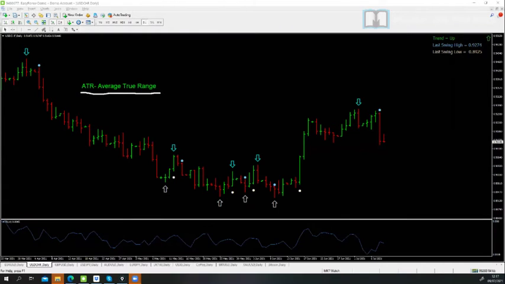Today, we're going to talk about the average true range. What is an average true range? Basically, what it does, it takes the true range of each bar and puts it into an average to give you a figure after a set number of days.